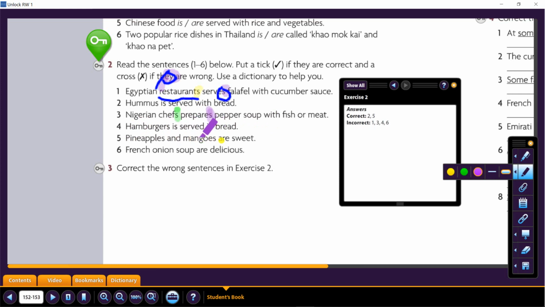Pineapples and mangoes are sweet. Yes, we can count pineapples and mangoes. French onion soup are delicious. Can we count soup? No, so we cannot say are. So number 2 and 5 are correct, while 1, 3, 4, and 6 are incorrect. Pause the video to check your answers and then come back again to correct the wrong sentences in exercise 2.